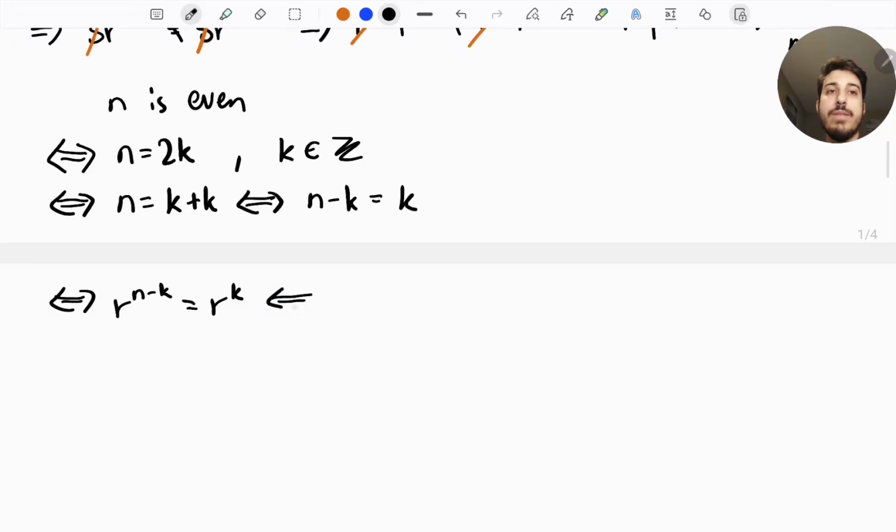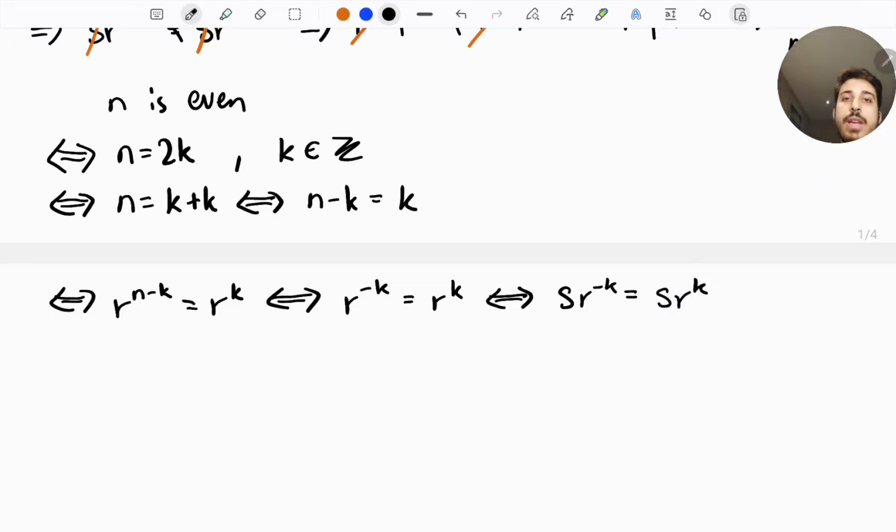So this is if and only if r to the minus k is equal to r to the k. And if we apply s on both sides, we would have s r to the minus k is equal to s r to the k. And now we will use a property we've seen in the algebra of permutations, to say that r to the k times s is equal to s r to the k, by flipping s and r to the minus k and changing the sign of the power of r.